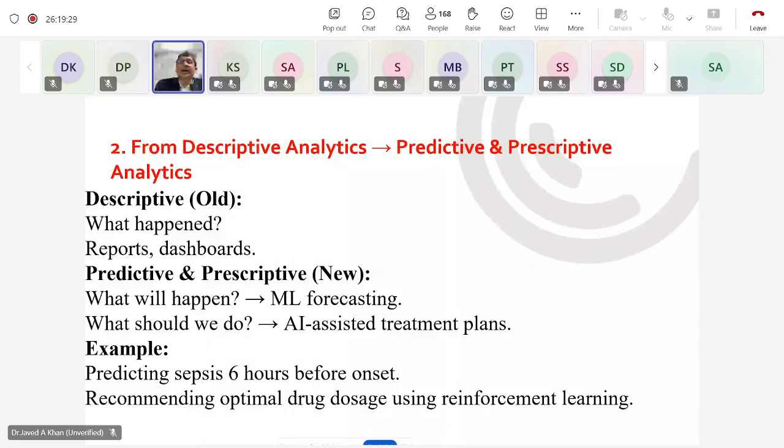That is, we are going from descriptive analytics to predictive and prescriptive analytics. So this is the next shift of the healthcare system through machine learning and AI. Next one, please.